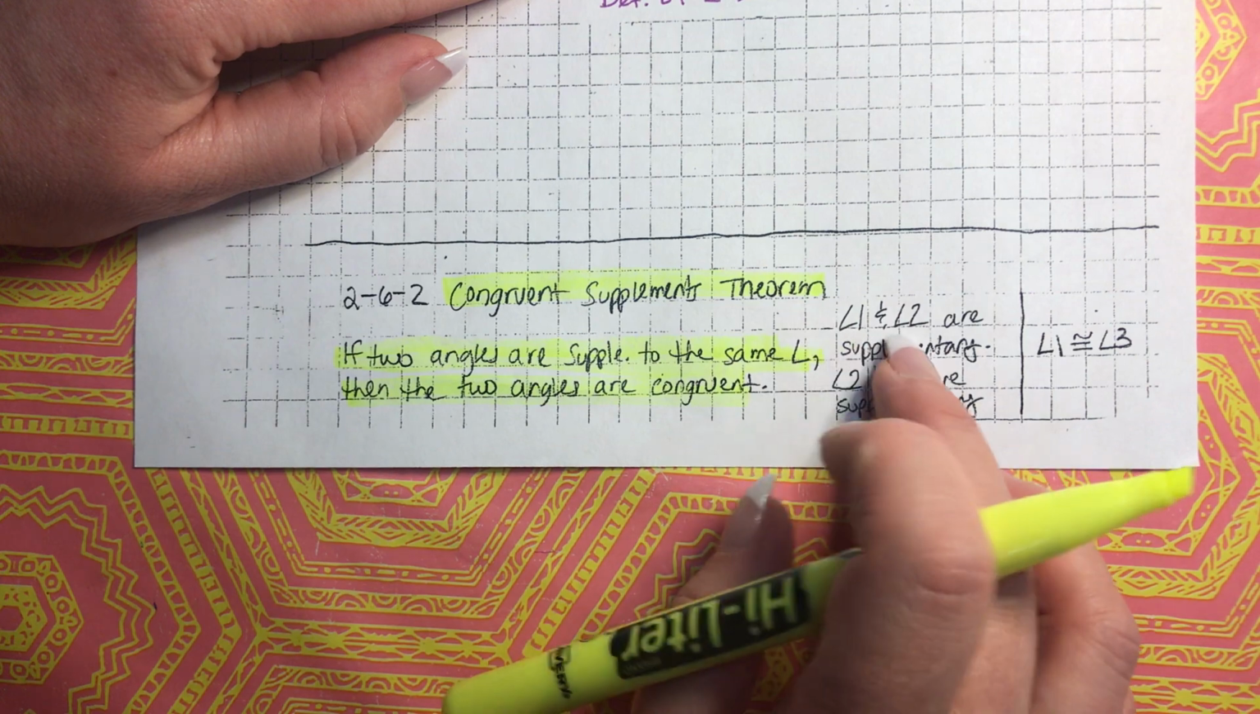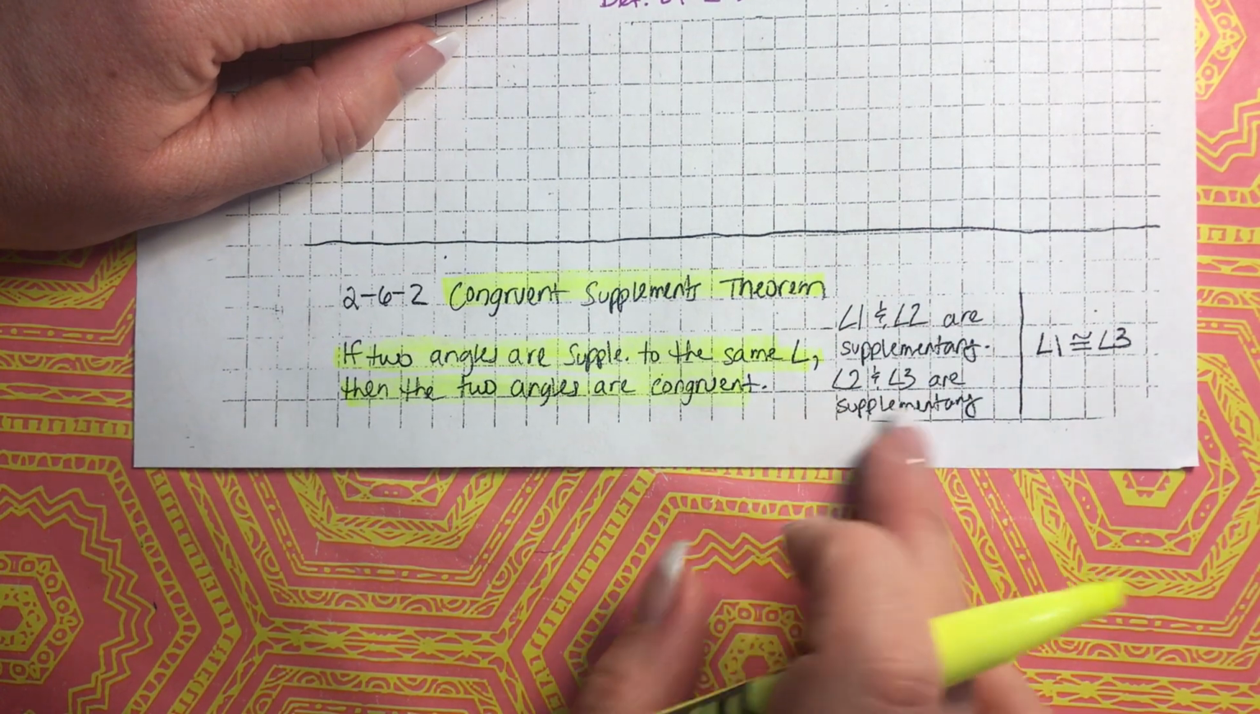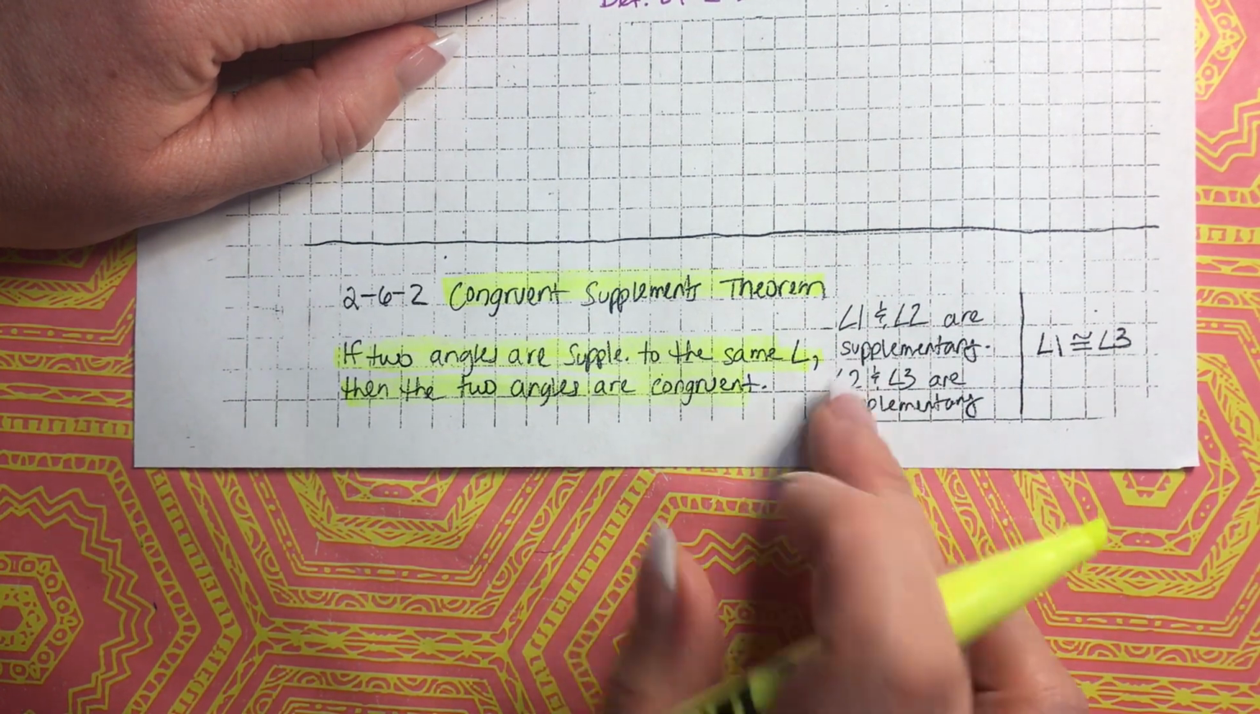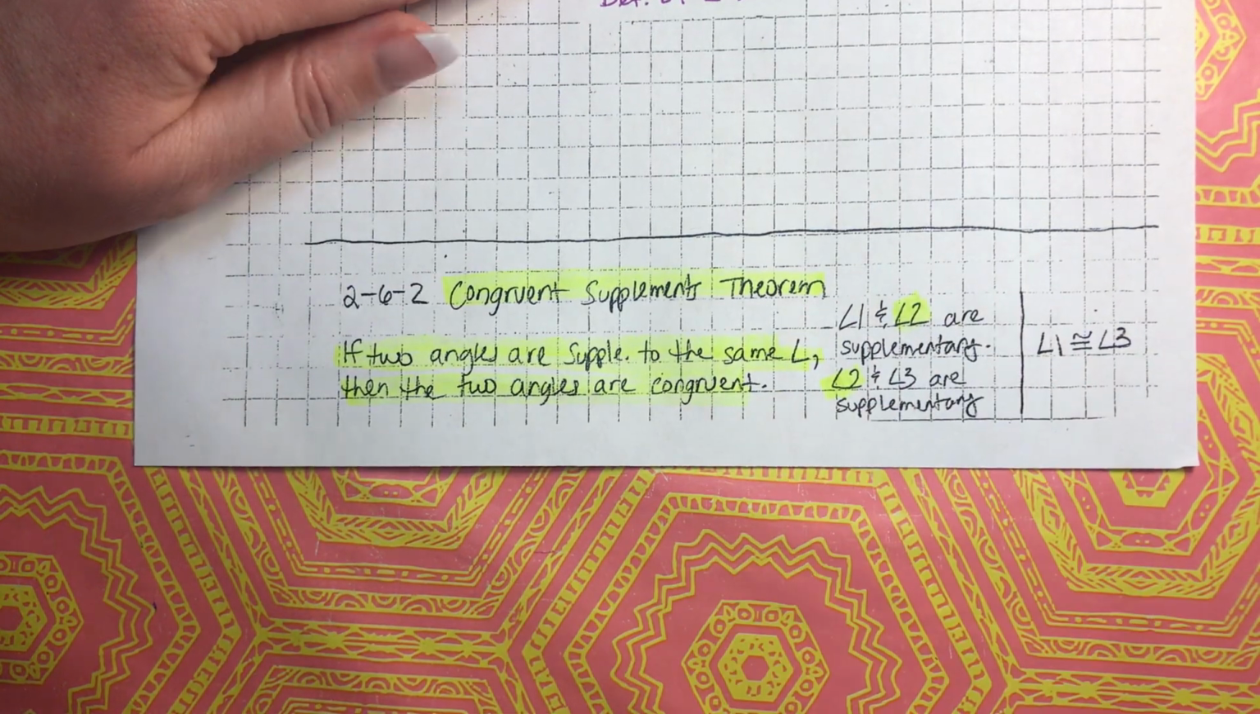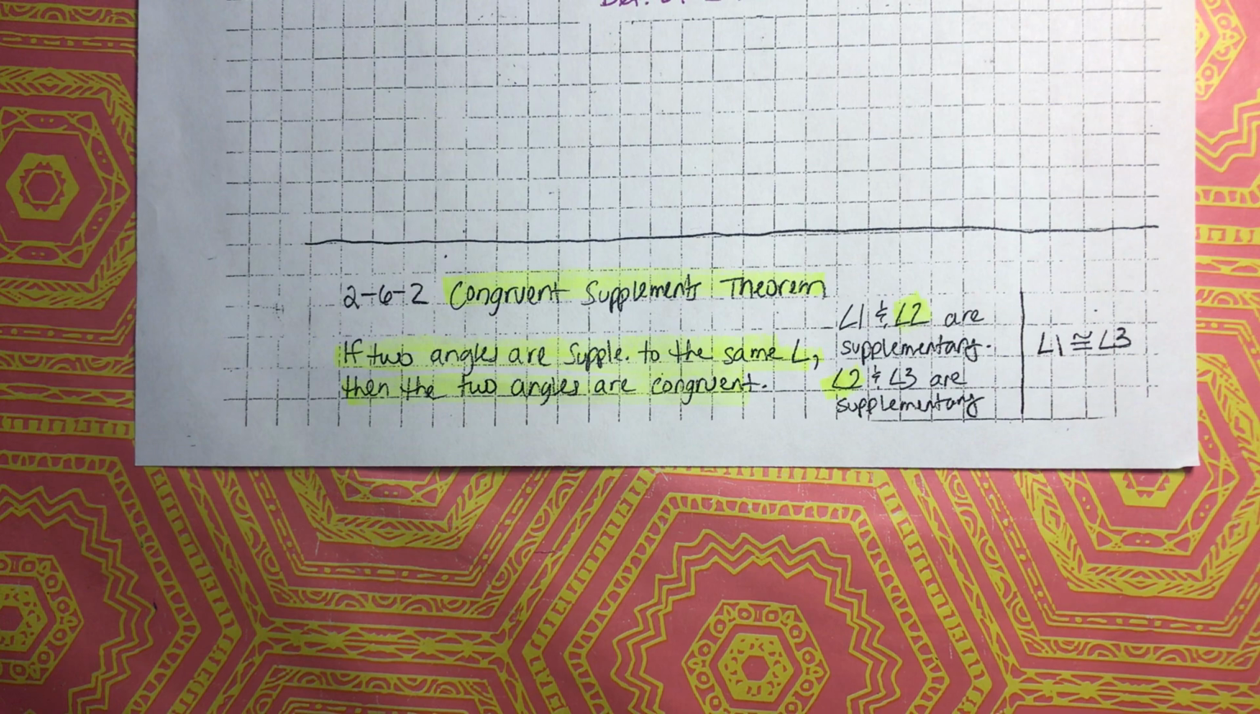So there you go. Angle 1 and angle 2 are supplementary. Angle 2 and angle 3 are supplementary. They are supplementary to the same angle here. Therefore, 1 and 3 are congruent. All right, awesome. I will see you in a little bit for example 3.